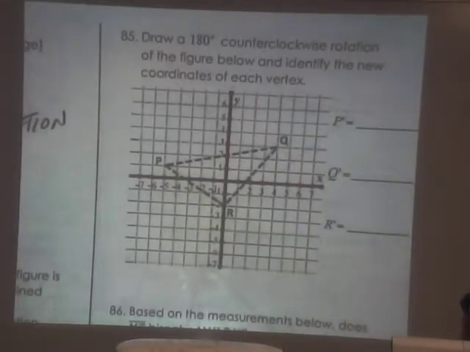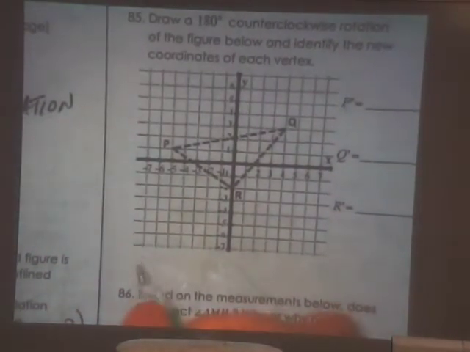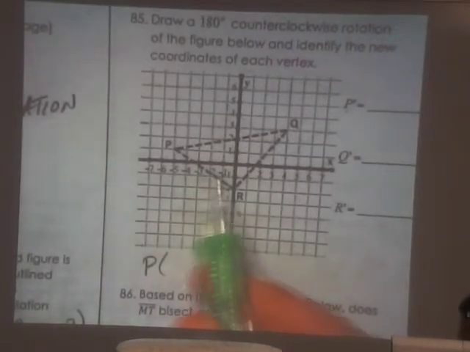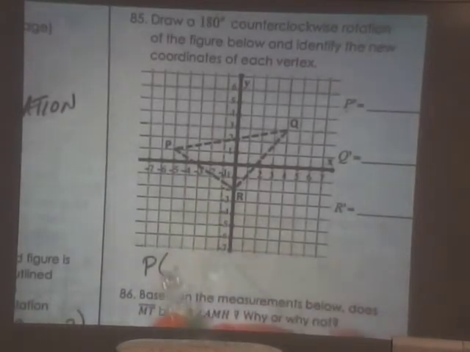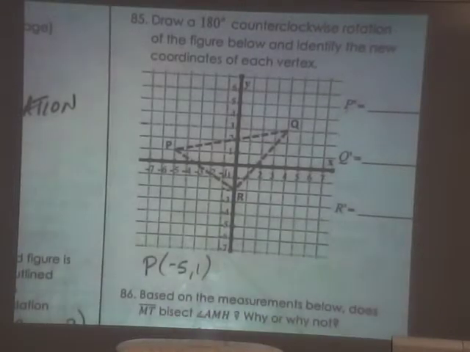Let's figure out what these points are. P, Q, and R. So P is negative 5, 1. Whoa, baby.